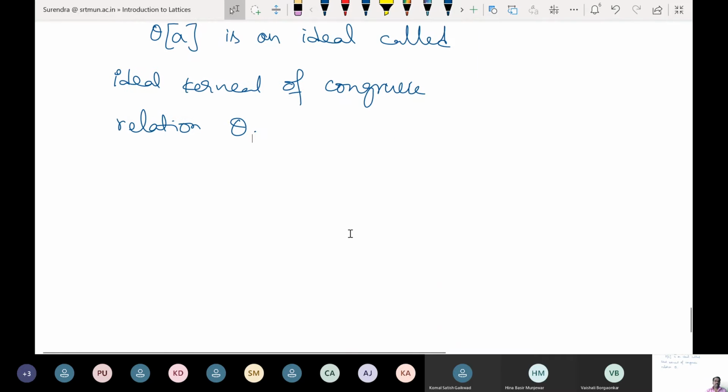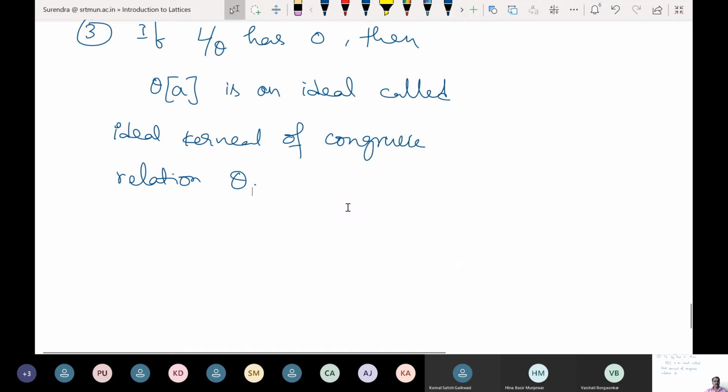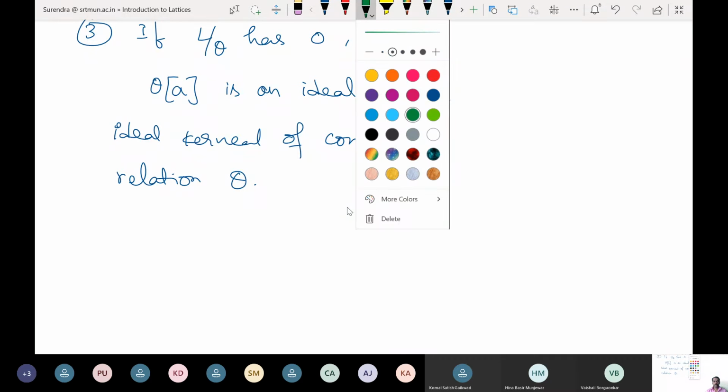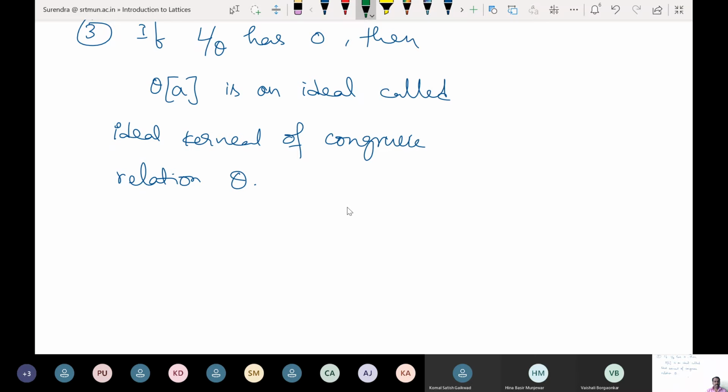This is a quick introduction, quick results about quotient lattices. Similarly, we can see another type of lattices now. So let me change this color. So the other relation is what you can call the direct product of lattices. Okay, direct product of lattices.